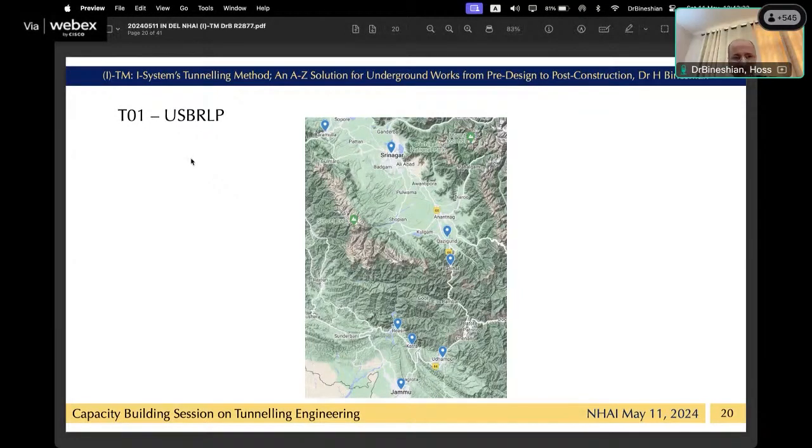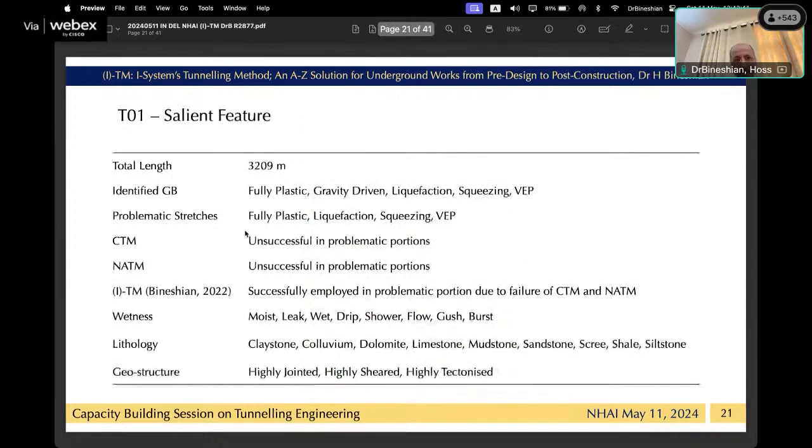This is the T01 in the USBRL project, which connects Jammu to Baramulla. Tunnel T01's salient features are contained in this slide: it is a 3.2 kilometer tunnel, and the identified ground behavior is fully plastic, gravity-driven liquefaction, squeezing, and viscoelastoplastic behavior. These behaviors are identified by iSystem.